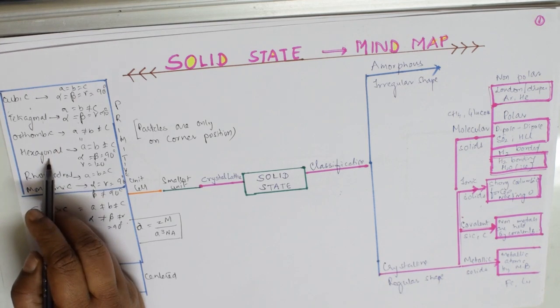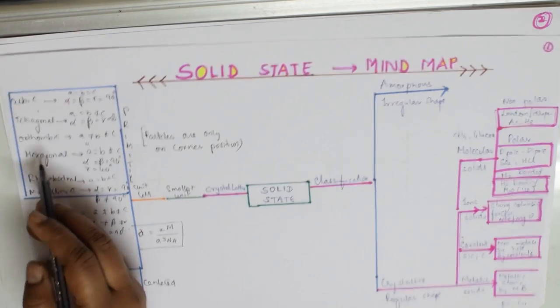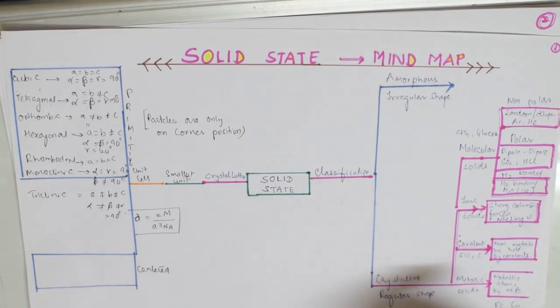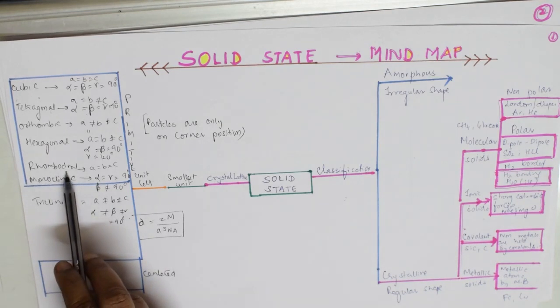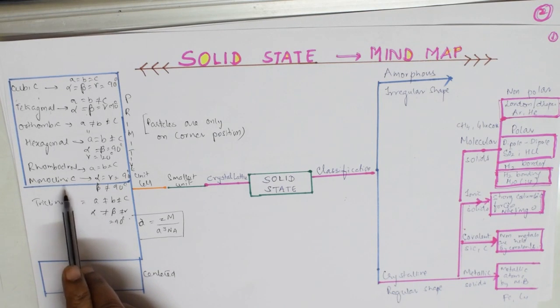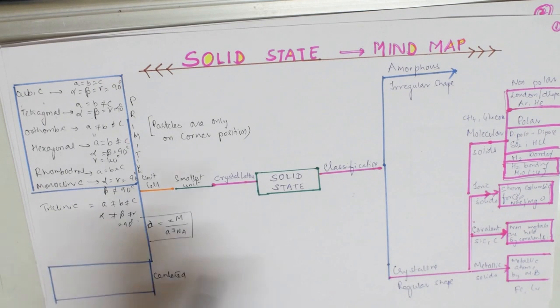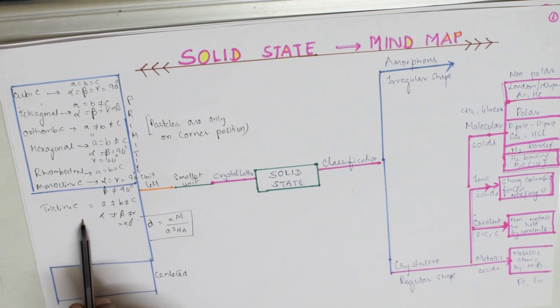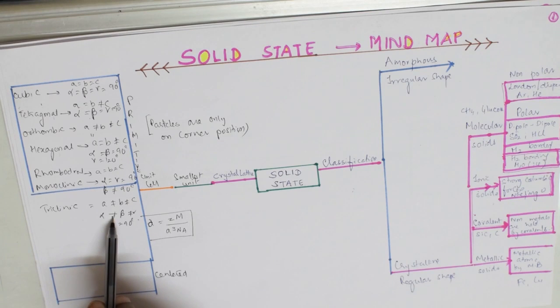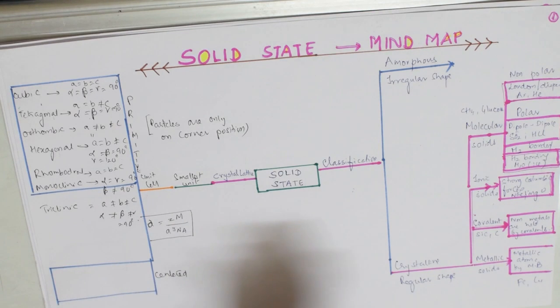For hexagonal, you can take an example of zinc oxide and carbon monoxide. For rhombohedral, you can take an example of calcium carbonate. Done. For monoclinic, you can take an example of polonium and monoclinic sulfur, sodium sulfate. For triclinic, you can take an example of potassium dichromate as well as boric acid.